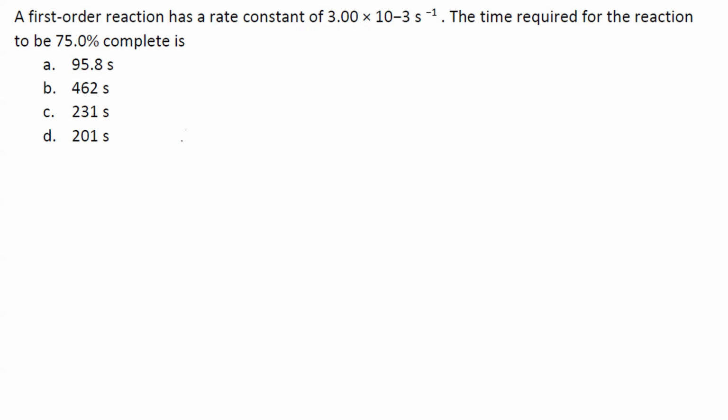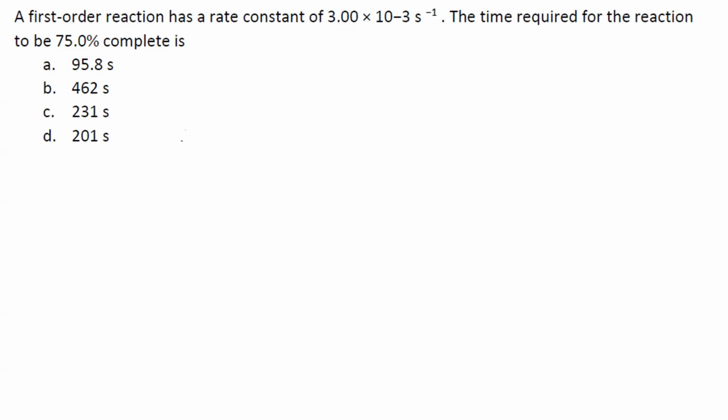So today we have this question which says that a first order reaction has a rate constant of 3.00 times 10 raised to the power of minus 3 per second, and the time required for the reaction to be 75% complete is, and we have option A 95.8 seconds, option B 462 seconds, option C is 201 seconds, while option D is 201 seconds.